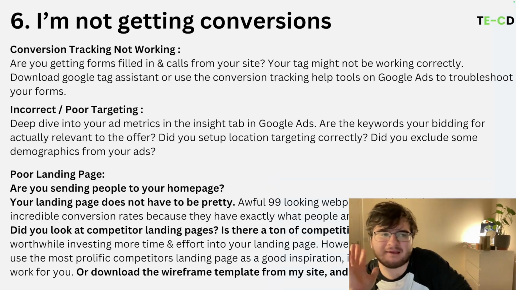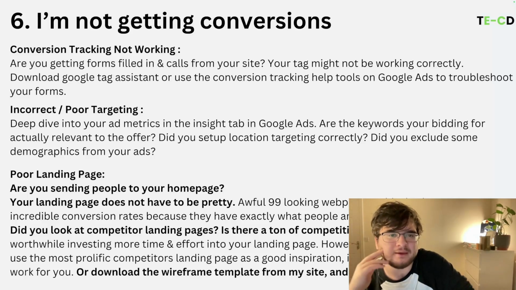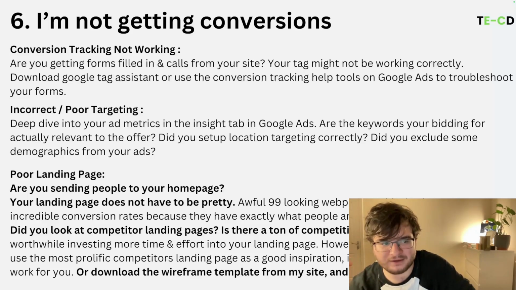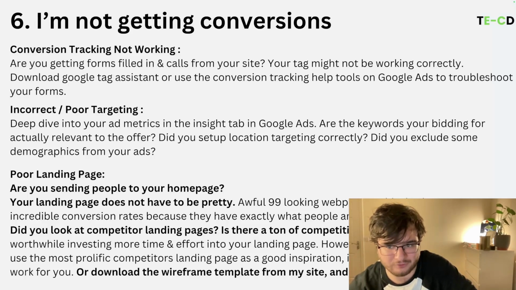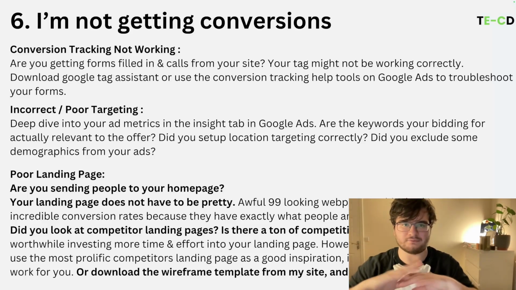Well, okay, I have my conversion tracking working and maybe I'm getting some conversions, but not very good results. Well, maybe you have incorrect or poor targeting. So you want to deep dive into your ad metrics in the Insight tab in Google Ads. Are the keywords you're bidding for actually relevant to your offer? Did you set up your location targeting correctly? Did you exclude some demographic from your ads? Again, you don't want to touch the audience tab. If you did, redo it and then not touch it.